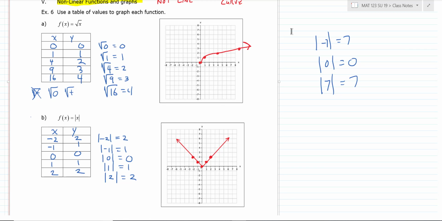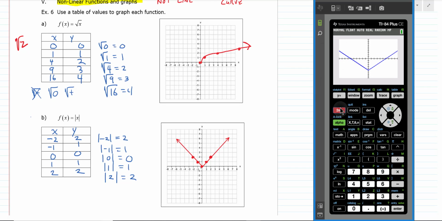Okay, so again, I kind of showed you what X's to use. As you gain more experience, you'll understand that a little bit better. I'm choosing numbers I know square roots of. Okay, see, if I did the square root of 2 on my graphing calculator, well, I get a decimal. I don't really want that because I don't want to have to graph that. So I'm using these perfect squares right here.